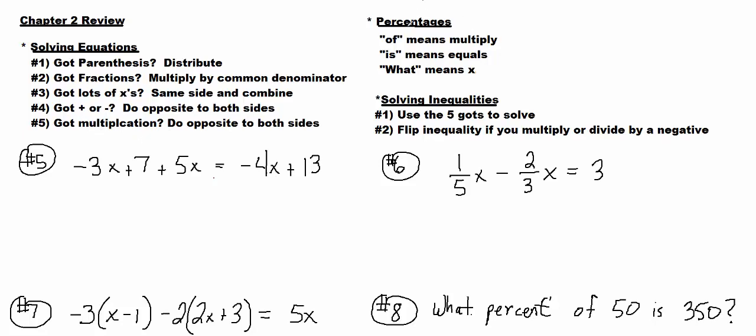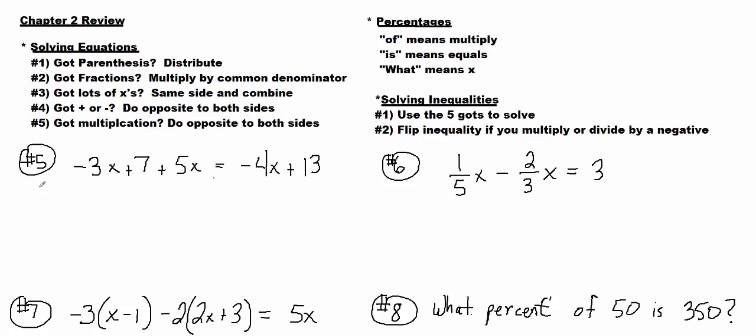We also learned in Chapter 2 how to do percentages, that the word "of" means multiply, "is" means equals, and "what" means the x. Lastly, in Chapter 2, we learned about solving inequalities. Basically, when solving an inequality, you're going to still use these 5 same GOTs. However, remember that any time you multiply or divide by a negative number, you got to flip the inequality. So let's take a look at some example questions.